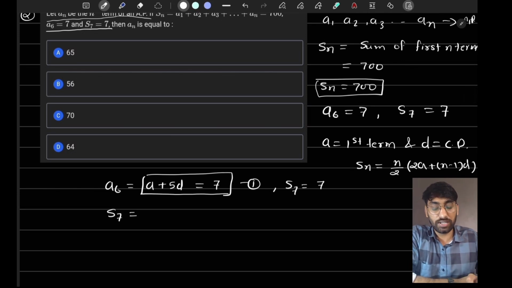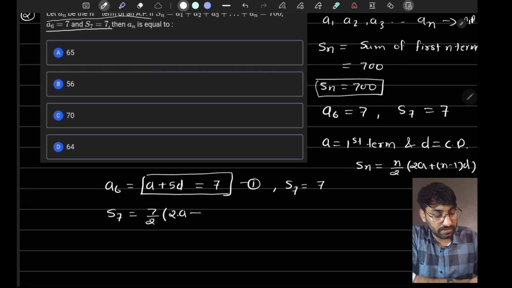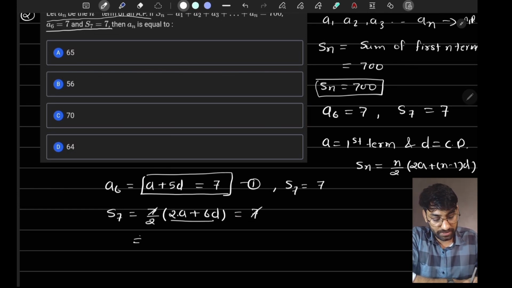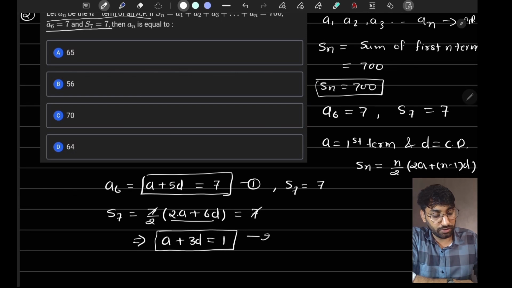Now n value is here what? Here the n value is 7. So S7 will become what? It will become 7 by 2 into 2a plus n minus 1, that is nothing but 6 into d, equal to 7 they have given. Okay. So 7 gone, and again I will take 2 common from here, then 2 and 2 will also cancel out. So in the next step, I will get a plus 3d equal to 1.